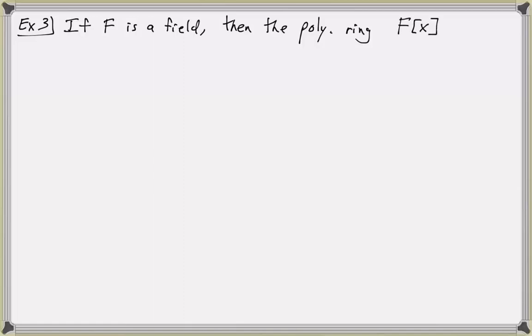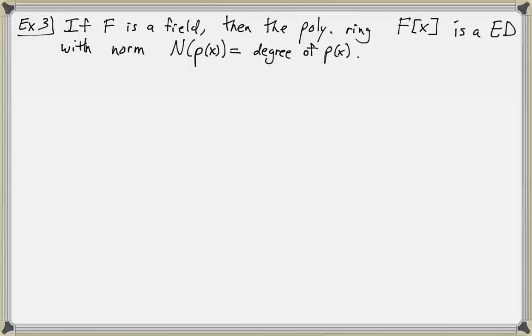For a third example, if F is a field, then the polynomial ring F adjoin x, so that's polynomials in the variable x with coefficients in the field F, is a Euclidean domain with norm, if you take the norm of a polynomial p of x to equal the degree of the polynomial. Then F adjoin x is a Euclidean domain with respect to this norm.